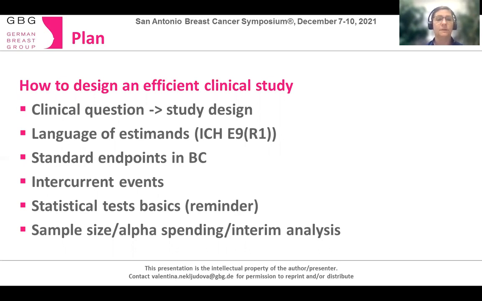We will start with a very basic, very simplified idea of how a clinical question can be translated into the study design. Then I will introduce the language of estimates, and we'll talk about some attributes of the estimates, mainly about endpoints and intercurrent events. And we will move to statistics, sample size, alpha spending, and interim analysis.